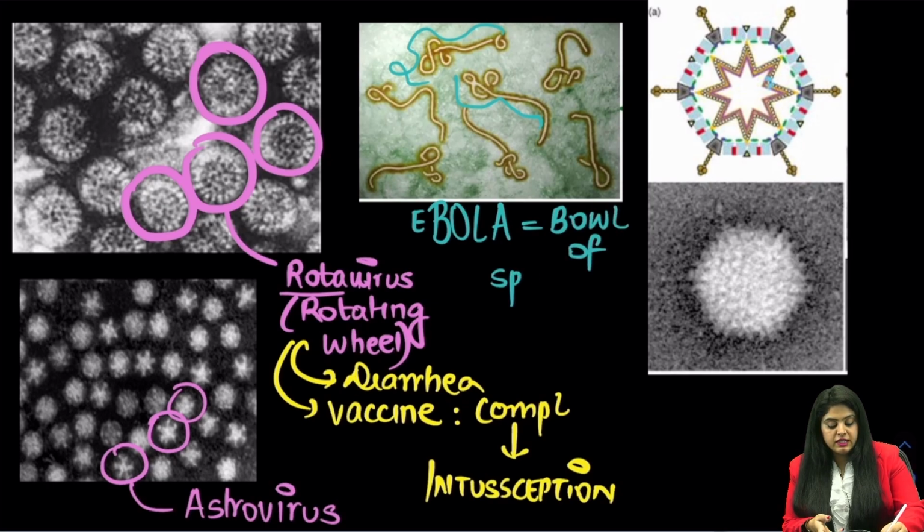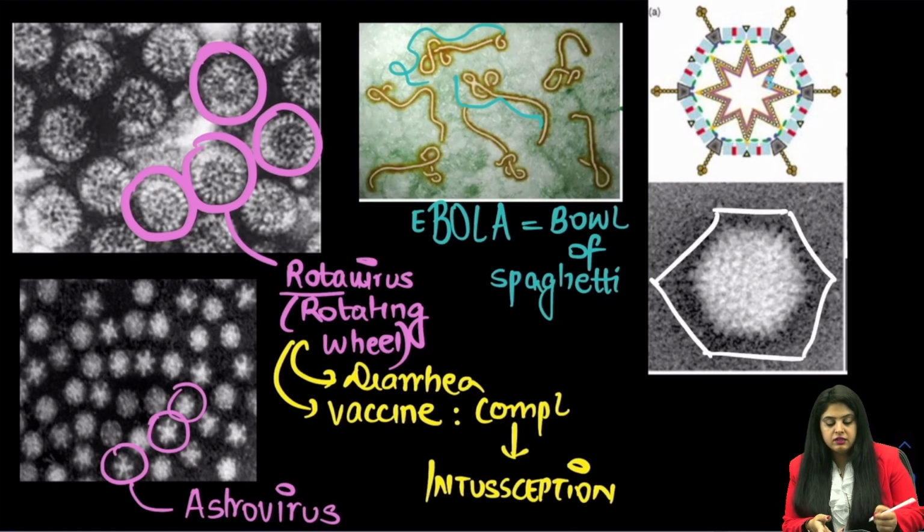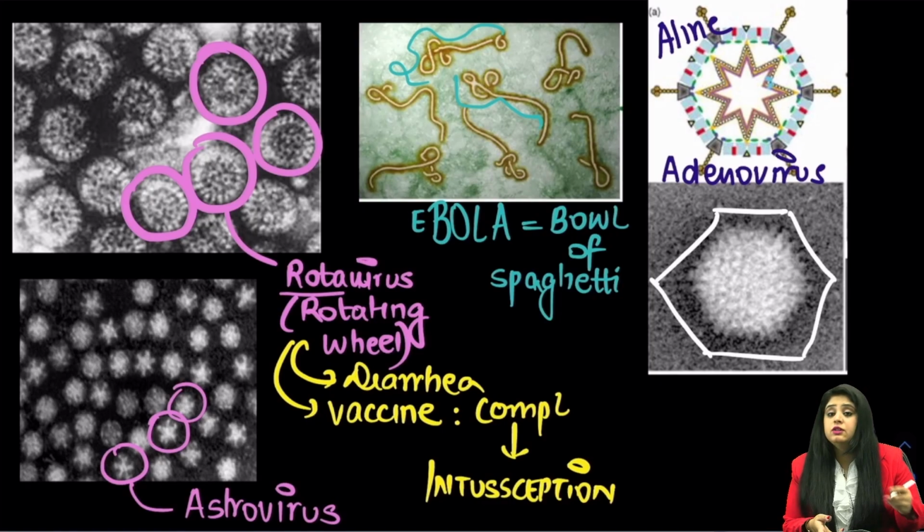So instead of learning it as spaghetti, the examiner will write it as filamentous. It means the same. Finally, which is the virus which is going to look like a space vehicle? Alien आएगा उसमें से. Alien किस में से आएगा? Alien is going to come from the adenovirus.